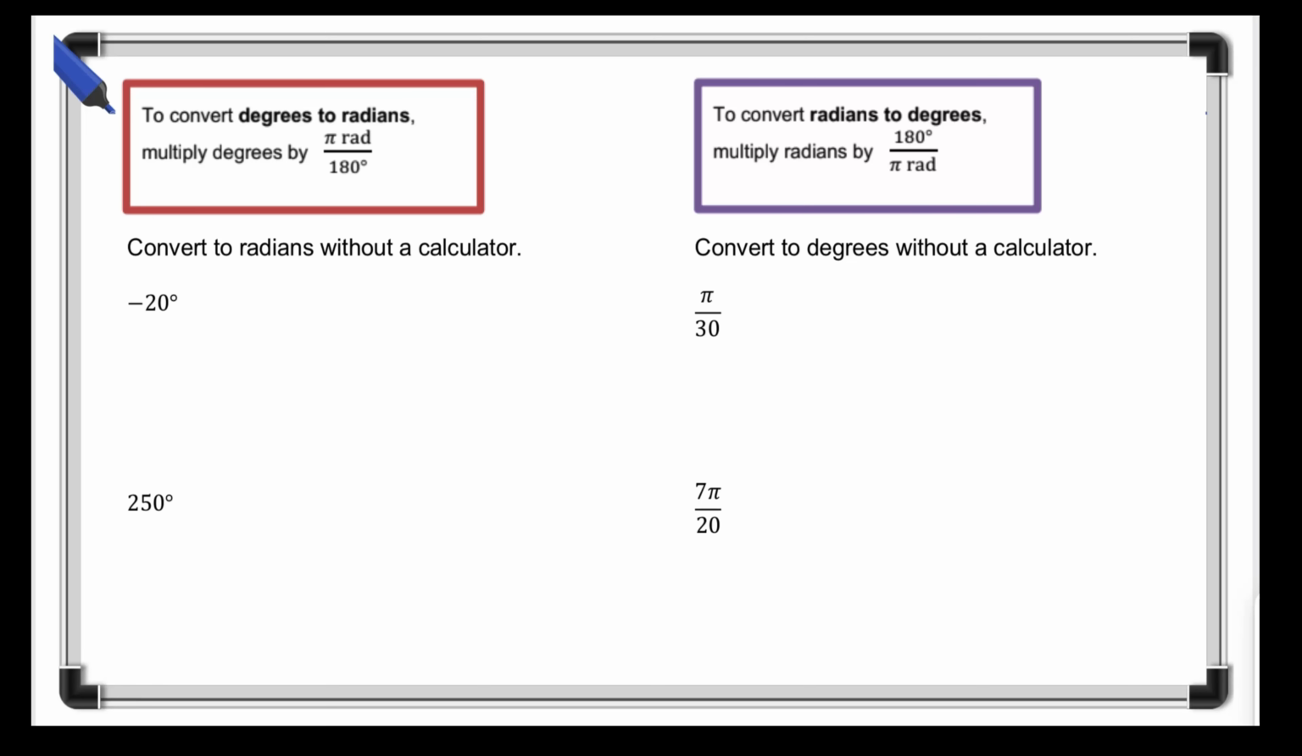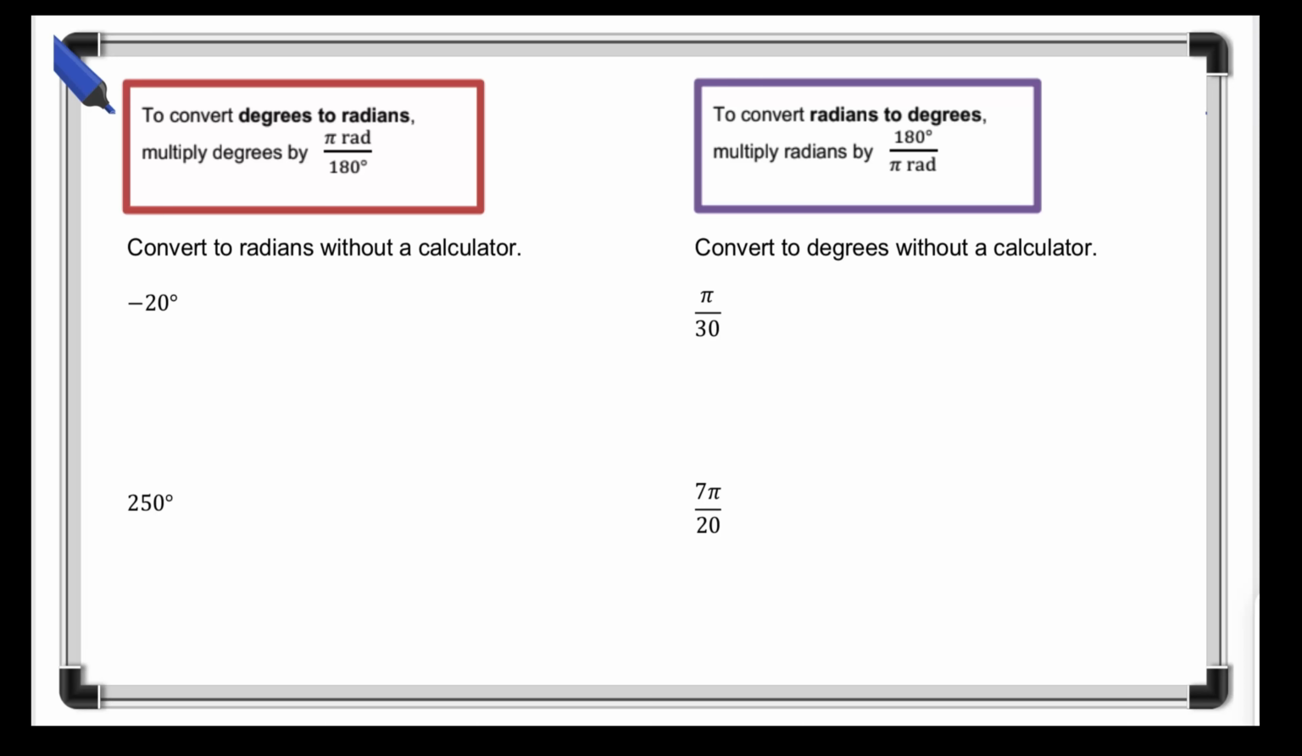So in order to convert from degrees to radians and vice versa, we're going to multiply our number or our radians by either pi over 180 or 180 over pi. So let's first look at converting to radians. We're going to try this without a calculator.